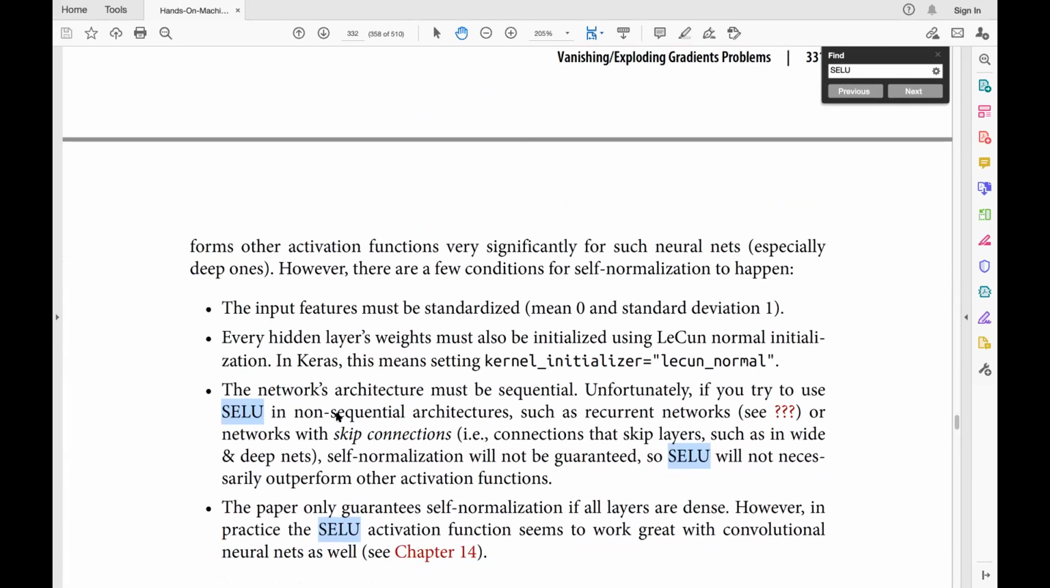Try to use SELU in non-sequential networks such as a recurrent network or a network with a skip connection. Interestingly, I didn't come across SELU except in this book, and I haven't seen him using SELU at all anywhere in chapters 12, 13, 14.